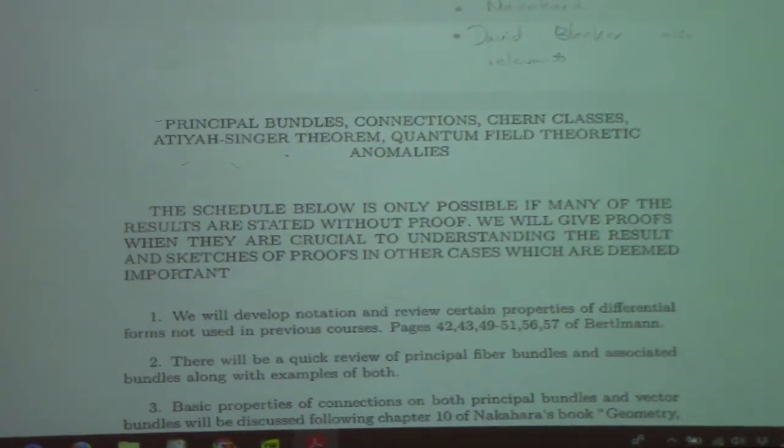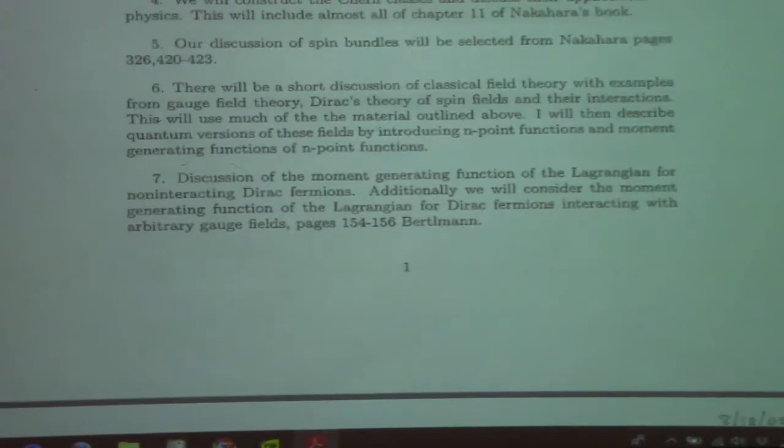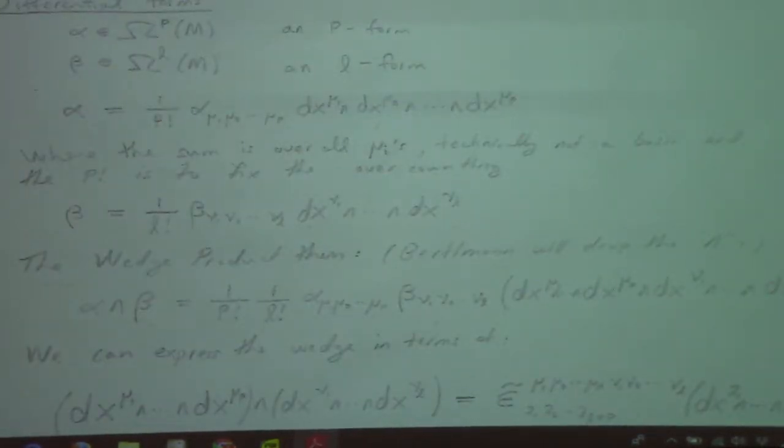But anyway, so this is a brief discussion of the course, not all of which we'll cover in here. So we'll start with the basic stuff just to get warmed up. So we started by talking about differential forms.